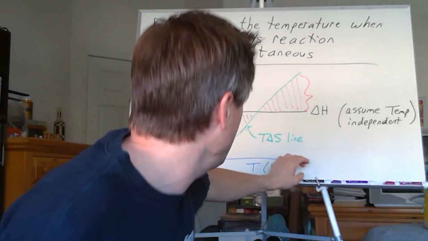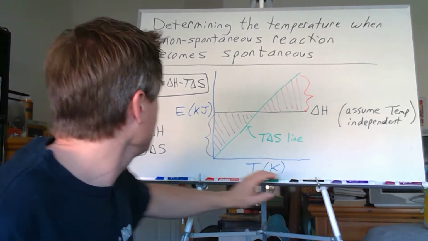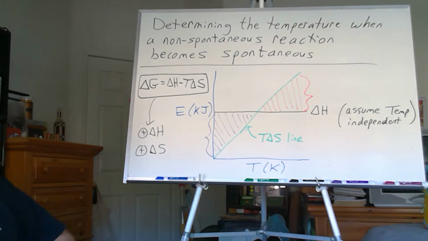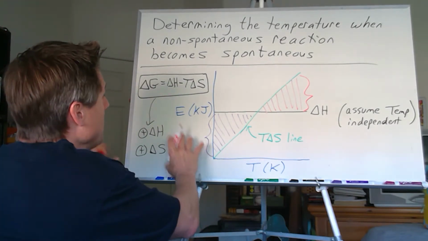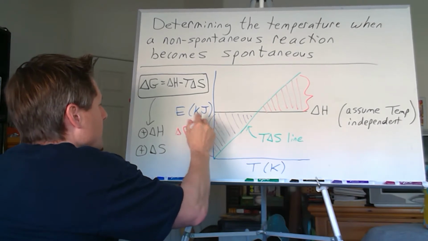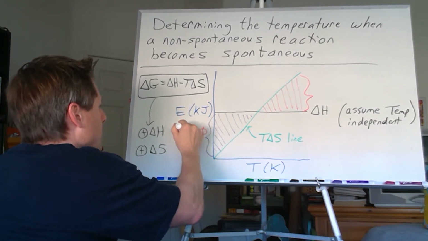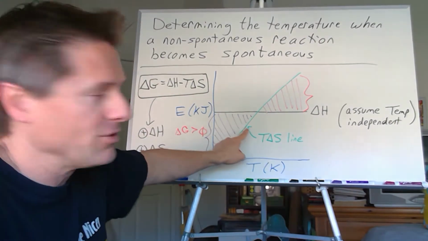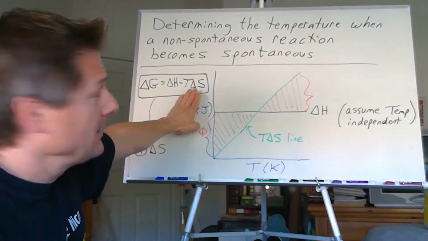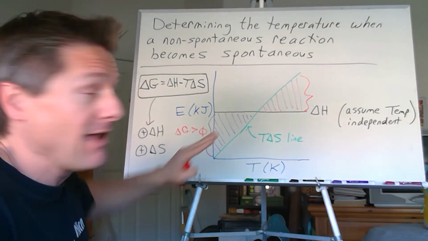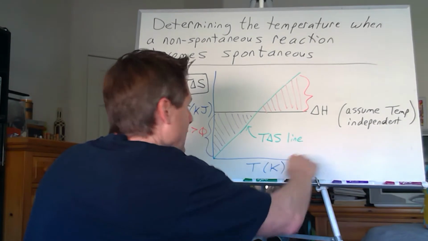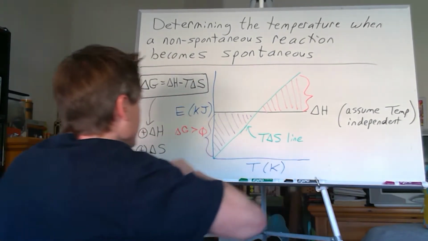So let me grab a pen here. Let's see, what's a color we haven't used yet? Let's use red. So in this scenario, delta G is going to be positive. So here, delta G is greater than 0, in this whole region right here, because the delta H term is bigger than the T delta S term. Which means delta G would be positive. That's not spontaneous. All right, so let's write that down. That'll be non-spontaneous.